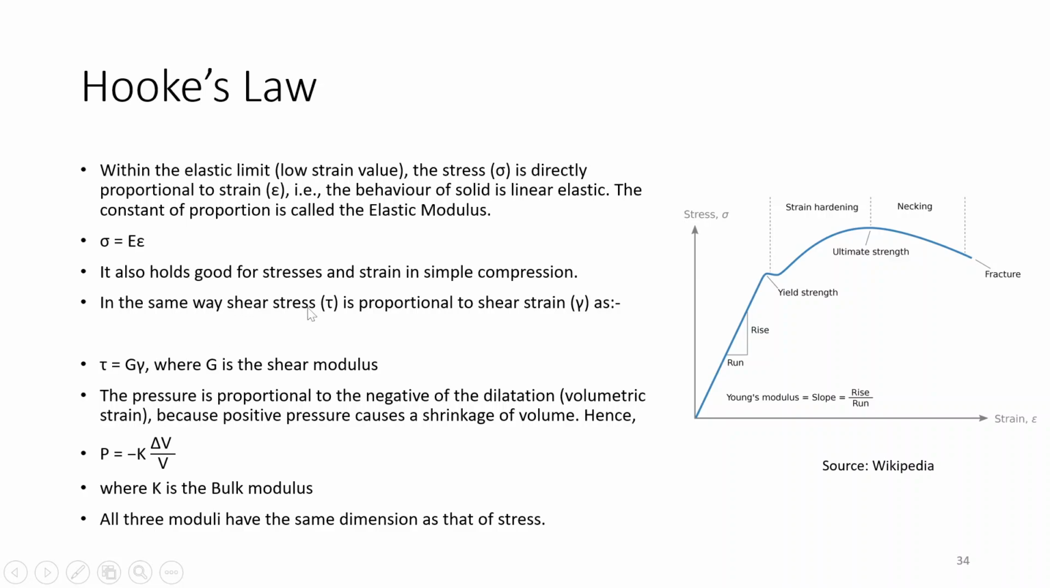So in the same way, shear stress tau is proportional to shear strain. So tau will be equals to G times gamma. And in case of pressure as well, pressure will be equals to minus K times delta V upon V. So here K is the bulk modulus.